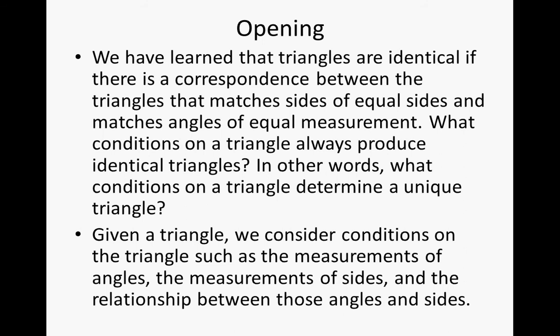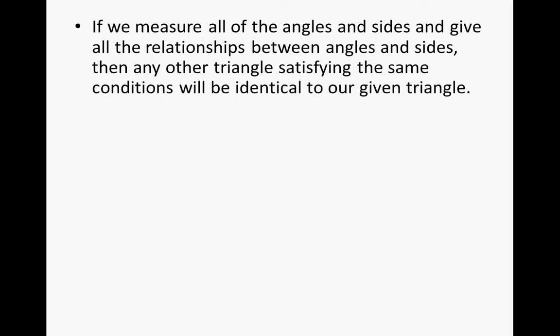So given a triangle, we consider conditions on the triangle such as the measurements of the angles, the measurements of the sides, and the relationship between those angles and sides. So if we measure all of the angles and sides and give all of the relationships between the angles and sides, then any other triangle satisfying the same conditions will be identical to our given triangle.